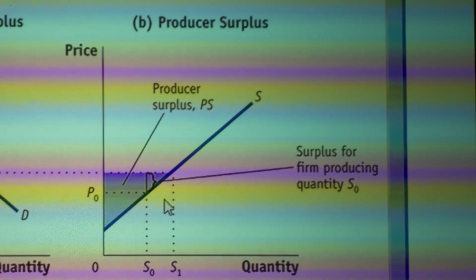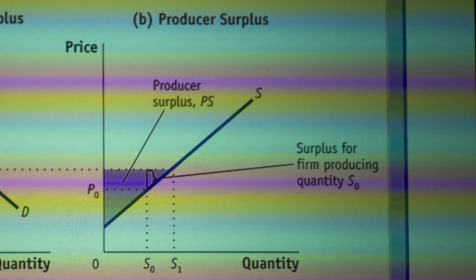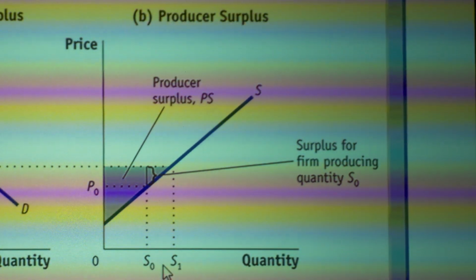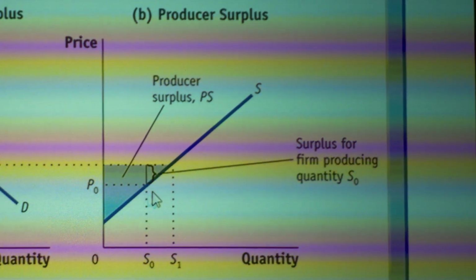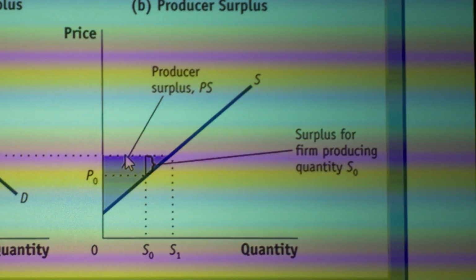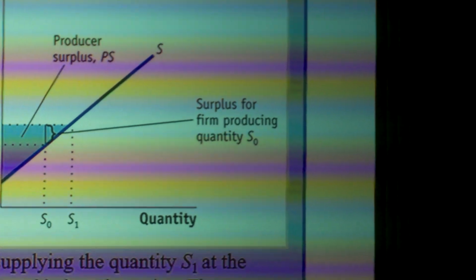So this gap between the actual price and your supply curve, that's the surplus to that firm producing that quantity S0. And then you can repeat that for all those earlier quantities produced. You get all those vertical lines, that gives you your producer surplus triangle, okay? So that's consumer surplus, the area below the demand curve and above the price, and producer surplus, the area above the supply curve and below the price. So let's put those together.